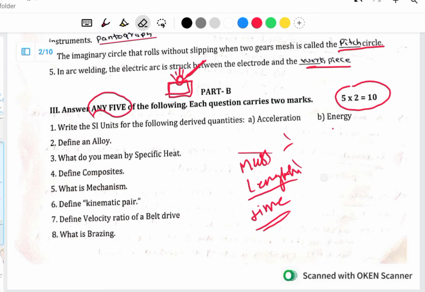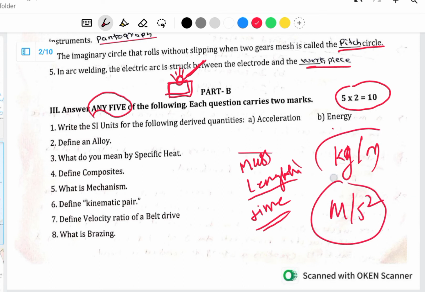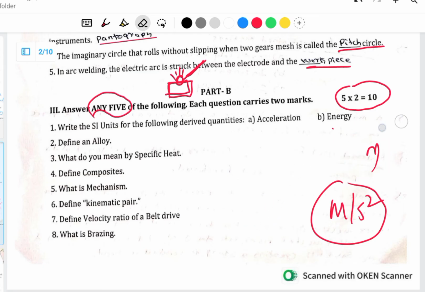So we can only change what we can change, or else we can derive the units from these. If you are using kg per meter, or meter per second square, these are the derived units. You are deriving them from these units only. That's why these are called derived units, and these are the fundamentals. In simple words, that is what it is.